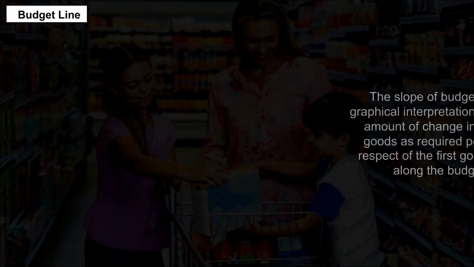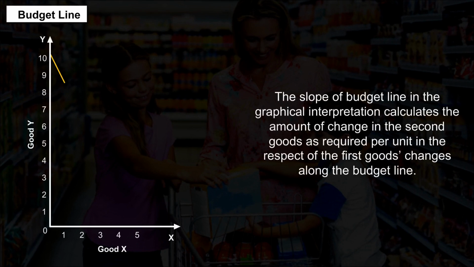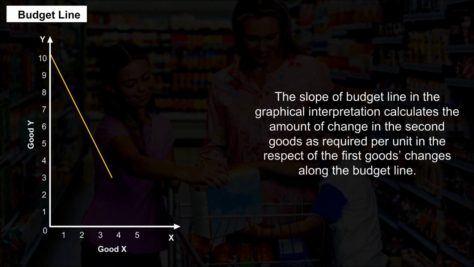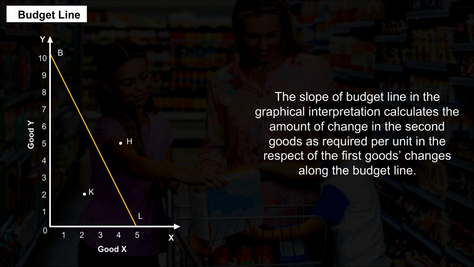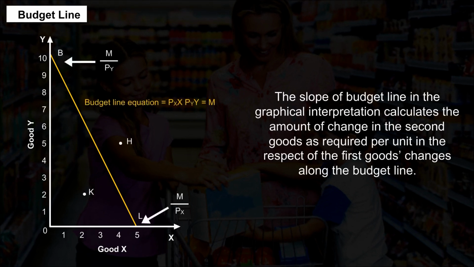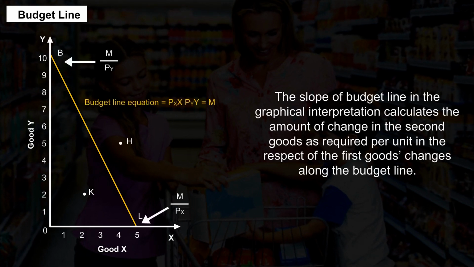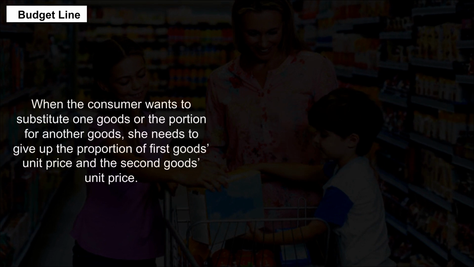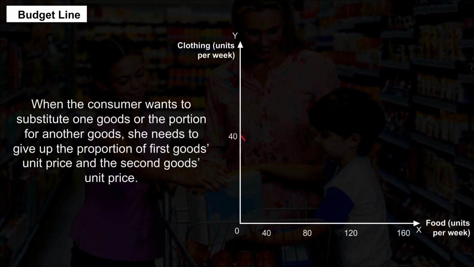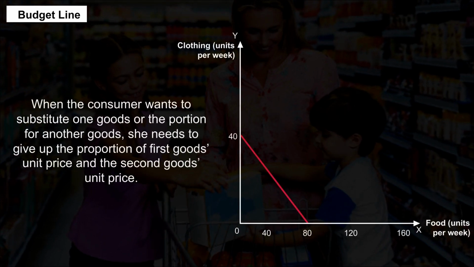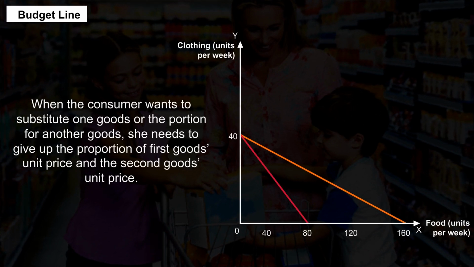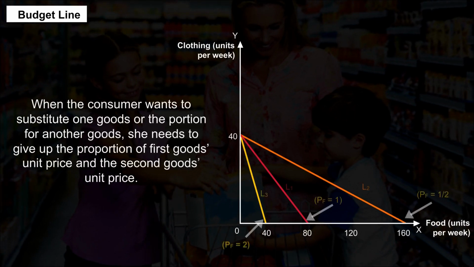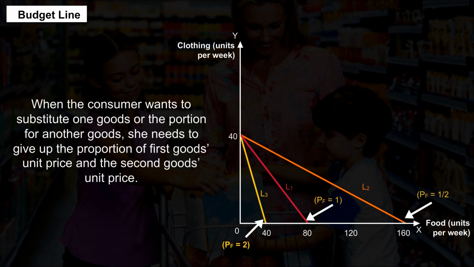Budget line. The slope of the budget line in the graphical interpretation calculates the amount of change in the second good required per unit change in the first good along the budget line. When the consumer wants to substitute one good for another, she needs to give up goods in proportion to the first good's unit price and the second good's unit price.